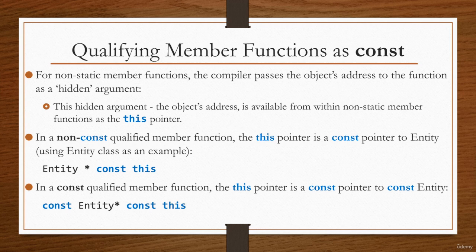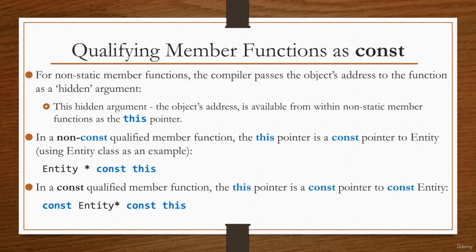Now in a non-const qualified member function, the this pointer is a const pointer to that object, Entity in this case as an example. It doesn't necessarily show up in Visual Studio as a constant pointer. If you try and assign another address to that this pointer, then you'll get an error along the lines of this is not an L value, but basically you can treat it as a constant pointer. So in other words, you should not try and assign that pointer to point to something else. It doesn't really make sense.